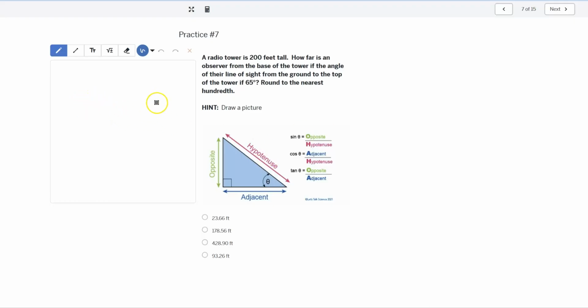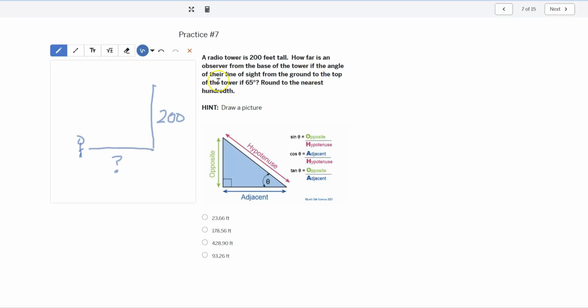Okay, so we have a radio tower. Just go ahead and draw a tower here that's 200 feet tall. And it says, how far is an observer from the base of the tower? So this will be our guy over here. And we don't know how far he is, meaning this part is the question mark, right? How far is he from the base of this tower?